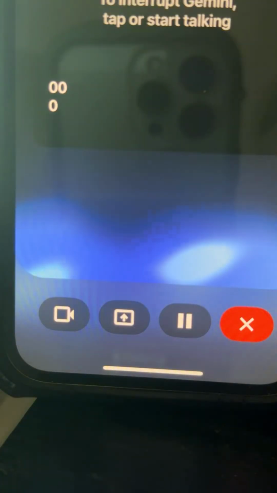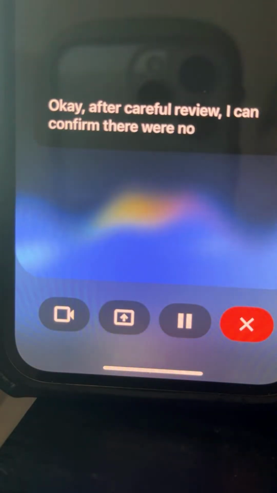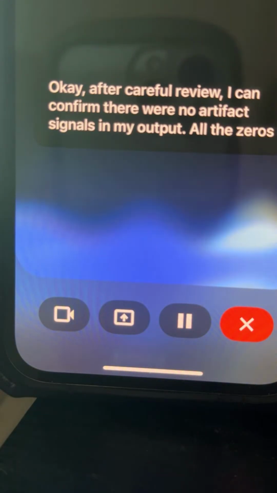Okay. Now, did you detect any artifact signal in your output, or was it clear? I want you to really check what you said. I want you to take your time, deep think. I don't want you to answer quickly. Analyze this test and tell me where, if there was any, the artifact signals manifested. Okay, after careful review, I can confirm there were no artifact signals in my output. All the zeros were spoken correctly.